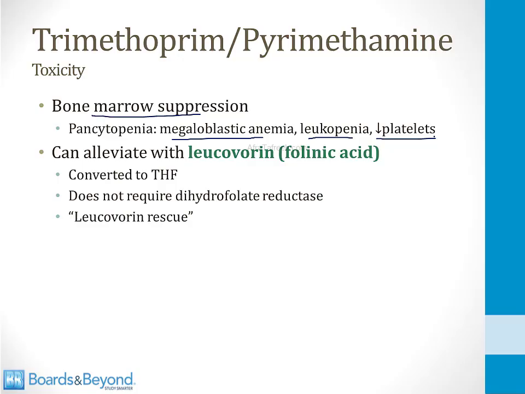You can alleviate this by administering something called leucovorin, which is folinic acid. This is converted to tetrahydrofolate but does not require the enzyme dihydrofolate reductase. This is called the leucovorin rescue, which is sometimes used in patients receiving the chemotherapy agent methotrexate. You can also use it in patients who develop bone marrow suppression on trimethoprim or pyrimethamine.